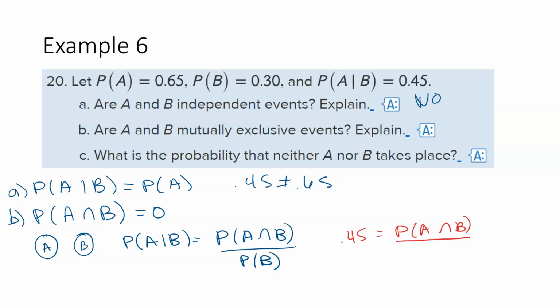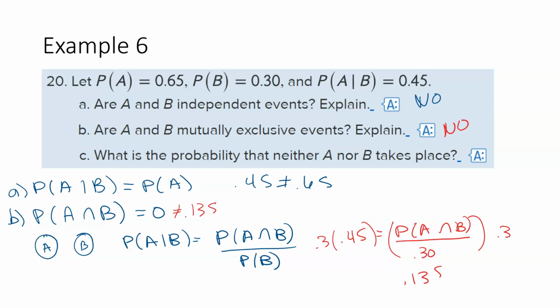And over the probability of B here, which is 0.30. So we would multiply both sides by 0.30, and we've actually done this before. We get that the intersection is actually 0.135. Well, that's not 0, right? So these are not mutually exclusive.